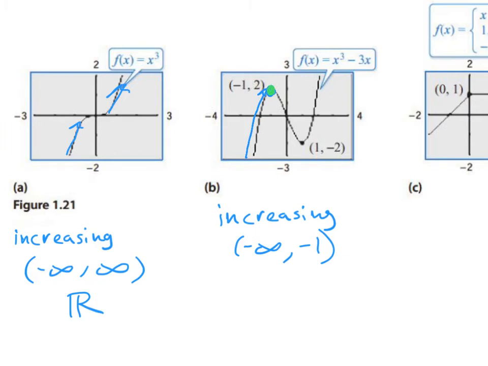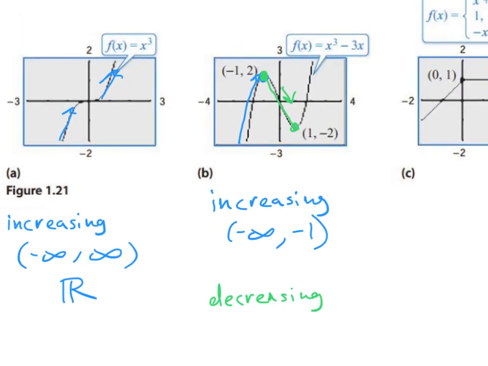Then from -1 to +1 here, it goes down, so we're decreasing. So it would be decreasing on the interval from -1 to +1. But then our graph changes again and starts going back up at +1. So again, it's increasing from +1 to infinity.